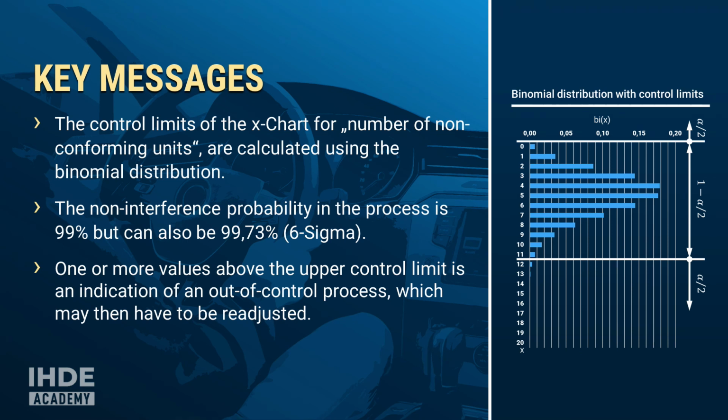The control limits for the X chart for number of non-conforming units are calculated using the binomial distribution. The non-interference probability in the process is 99%, but can also be 99.73%, which is equal to the 6 sigma range. 1 or more values above the upper control limit is an indication of an out-of-control process, which may then have to be readjusted.